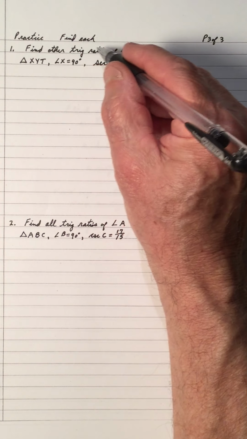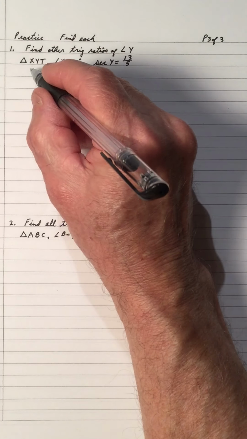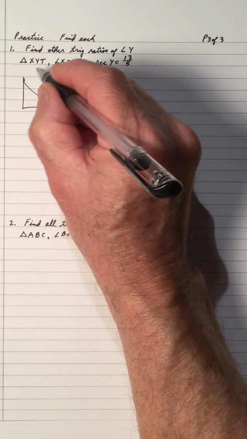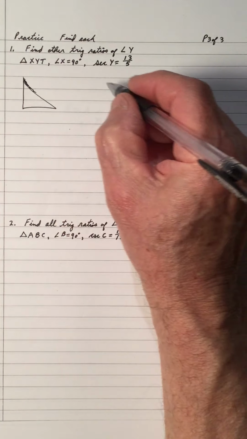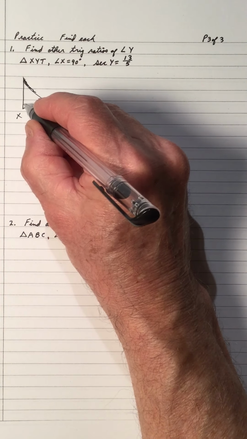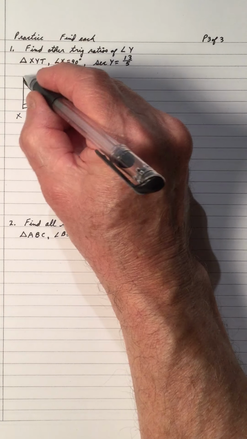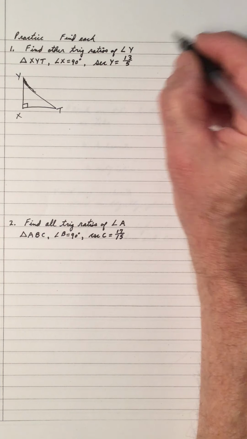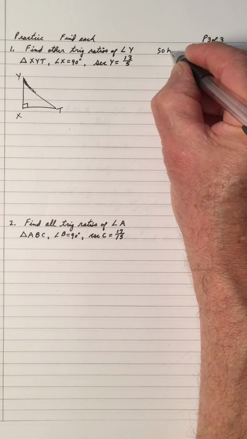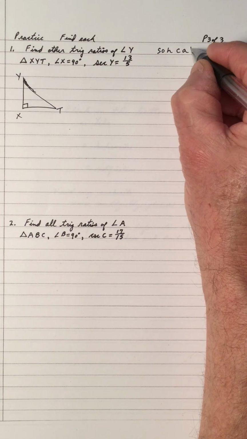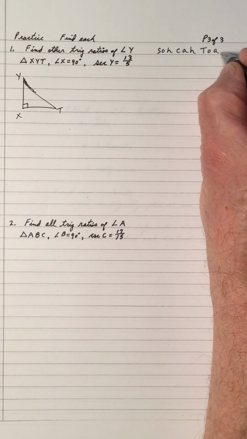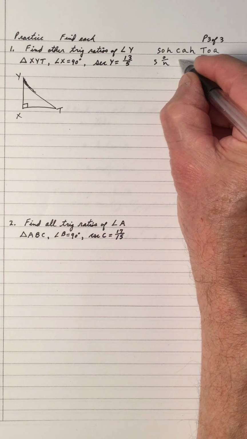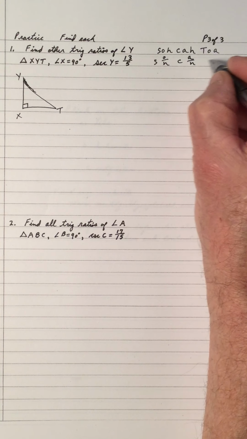So here we go. Find the other trig ratios of angle Y. The triangle: angle X is 90 degrees. So we got an X, and we have a Y, and we have a T. So again, we have Sohcahtoa. S stands for sine, is opposite over hypotenuse. C is cos, is adjacent over hypotenuse.